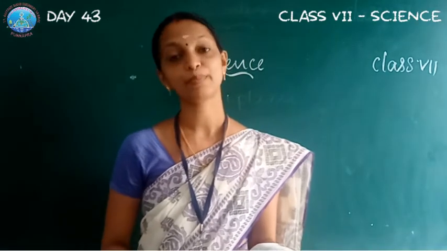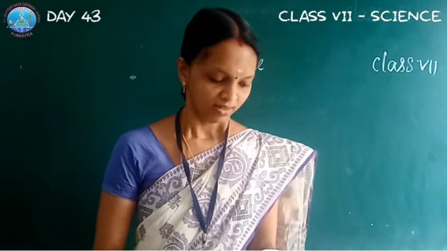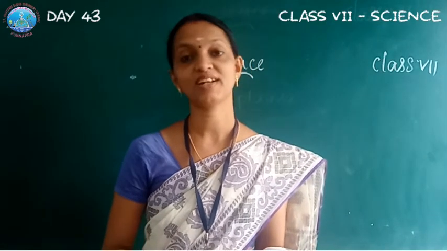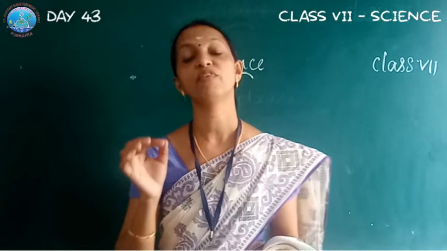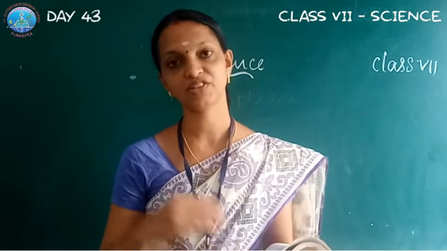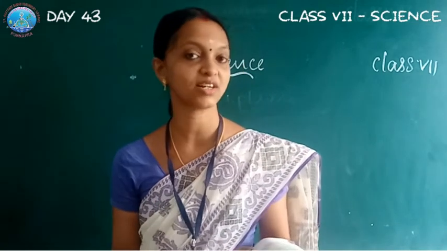Next lesson is reproduction in plants. First we discuss asexual reproduction and sexual reproduction. What is the difference? One parent is involved in asexual reproduction. Both parents are involved in sexual reproduction.